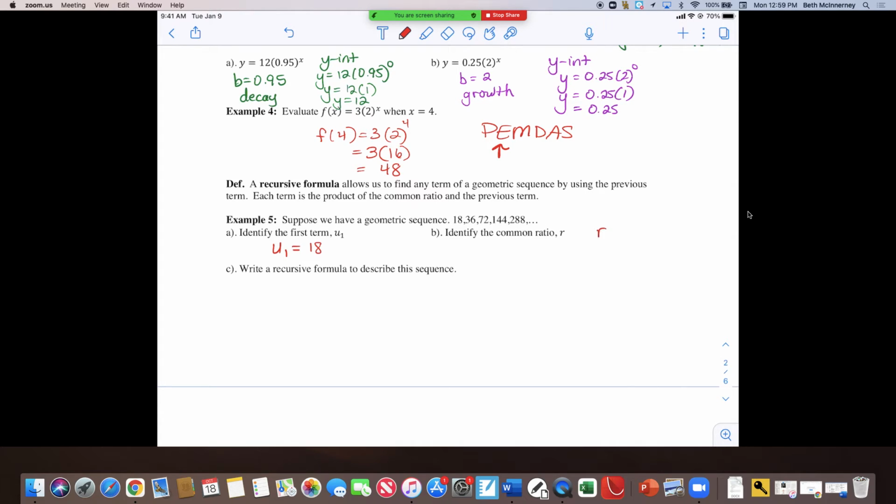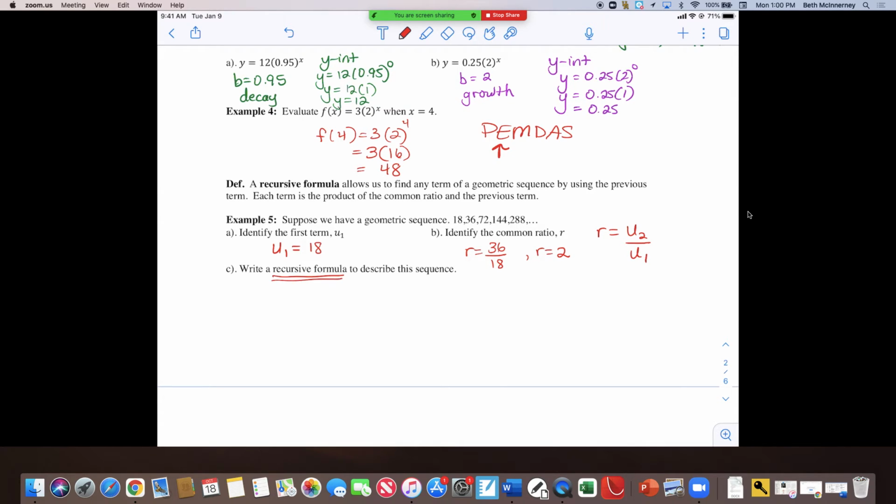My common ratio is found by taking the second term divided by the first term. So maybe write that down in case you need a refresher from 2 years ago. So my R value would be 36 divided by 18. So R is 2.